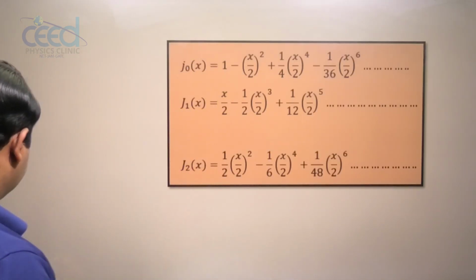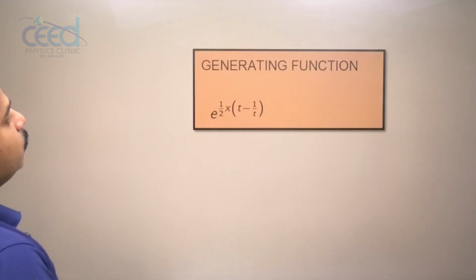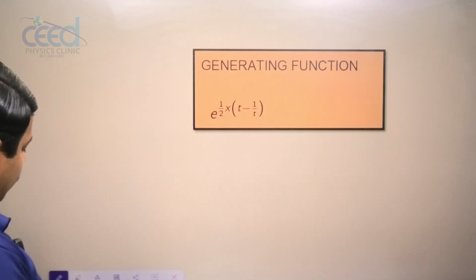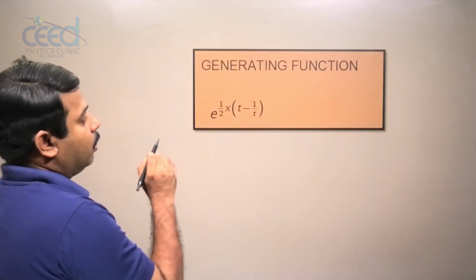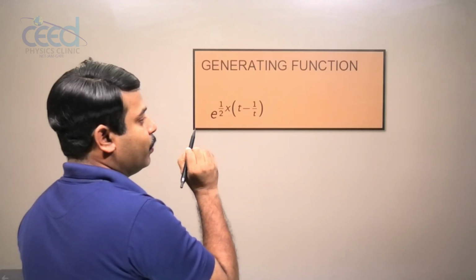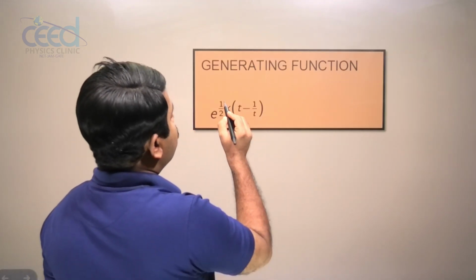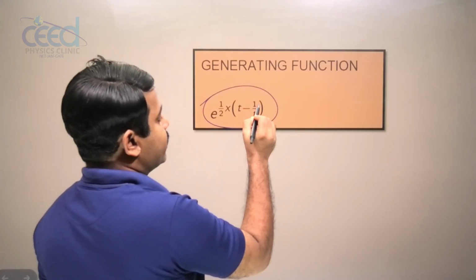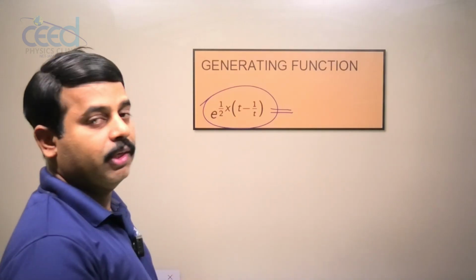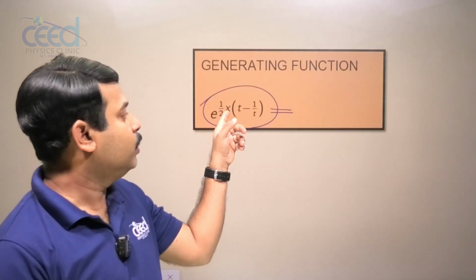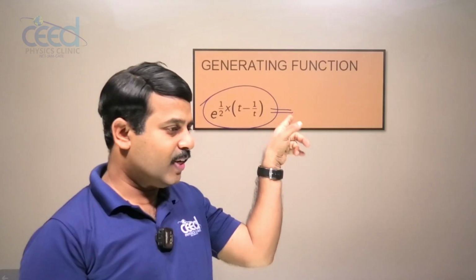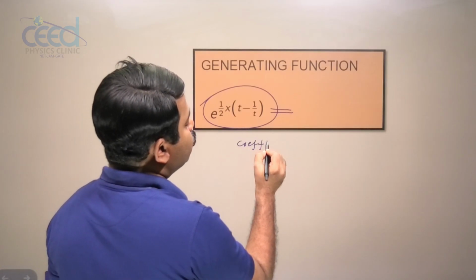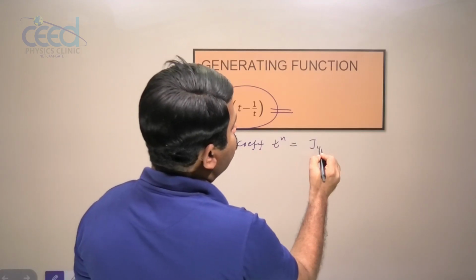Alright. Now generating function. Generating function means, look here. To find J0 of x, Jn of x, suppose you consider this function, an exponential function: e raised to 1 by 2 x into t minus 1 by t. After expanding this, the coefficient of t raised to n is equal to Jn of x.